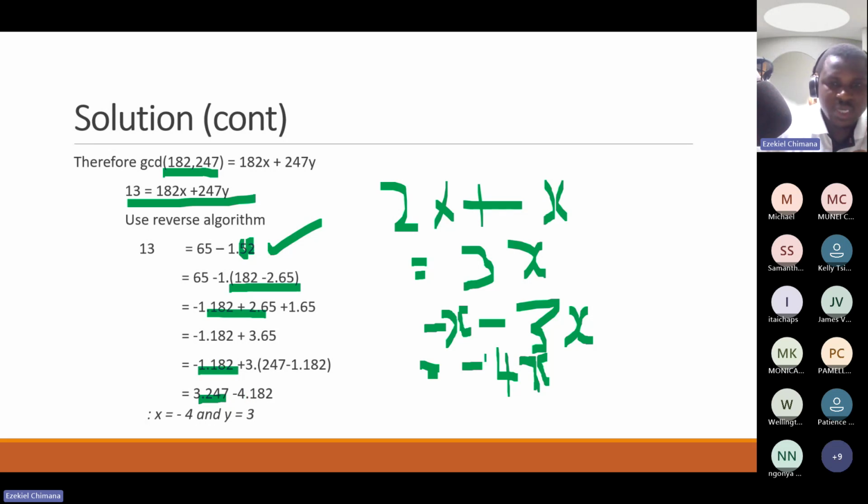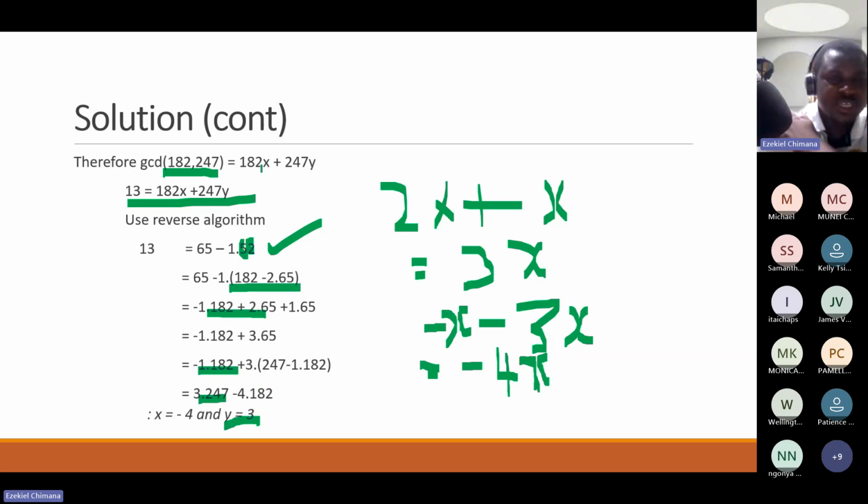I'm taking this 182 as x. So that's why I've got this minus 3x and an x here. So after doing so, now we've got 13 is equal to 3.247 minus 4.182. If you look at this, it's almost similar to this one: 13 is equal to 182x plus 247y. The coefficient here of y is 247. So you take the coefficient of 247 to become your y. That's why I've got y is equal to 3.